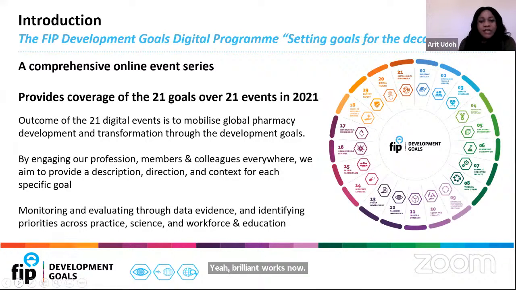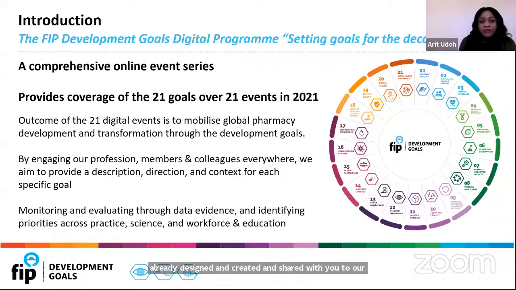We have a series of 21 goals in the FIP development goals, and therefore we have a series of 21 events. We started presenting these events from about March, and the key outcome of all our 21 events is to mobilize the global pharmacy development transformation through the different goals that we've already designed and created and shared with you through our various platforms.